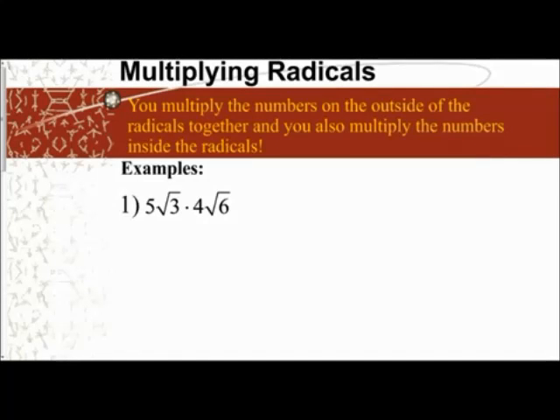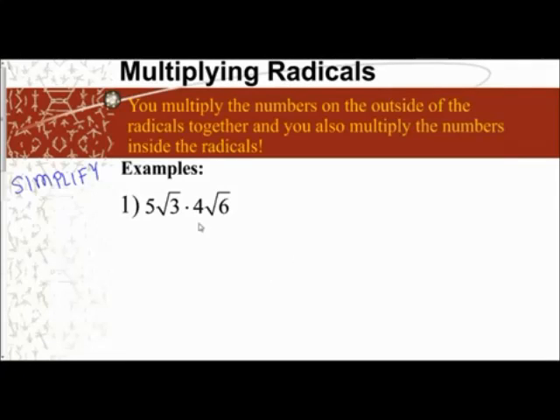The last operation we're going to look at when working with radical expressions is multiplying radicals. When you multiply radicals, the numbers on the outside of the radicals get multiplied together, and the numbers on the inside get multiplied together. The key that we need to keep in mind is you always simplify your result. Always simplify the result.